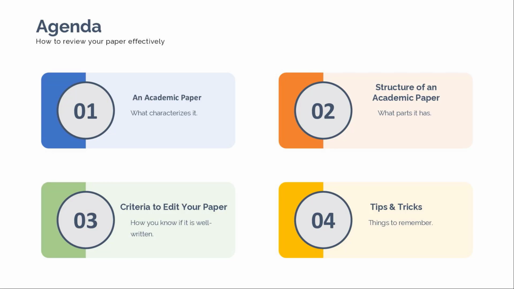And this is the agenda for today. First of all, we have a look at the kind of paper you are expected to create in terms of characteristics and structure. Then I will present criteria to evaluate the different aspects of your paper. Finally, the usual section of things to remember. Okay?